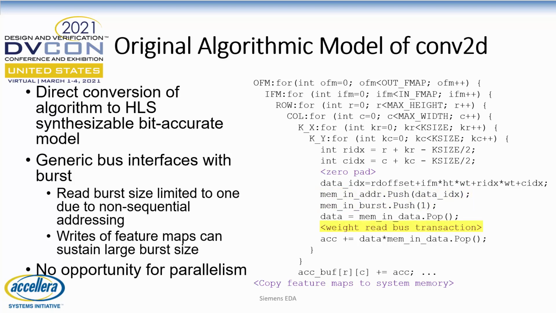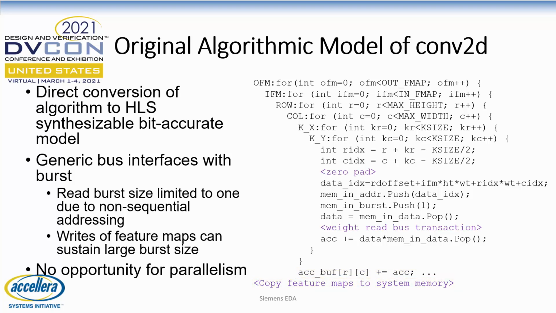The weights are read in the same fashion as getting the feature map data. And lastly, it performs a multiply accumulate of the feature map data against the weights. The results of each multiply accumulate of a particular input feature map are summed up into an accumulation buffer, and when all input feature maps have been read for the current output, we copy the feature map data back to system memory.